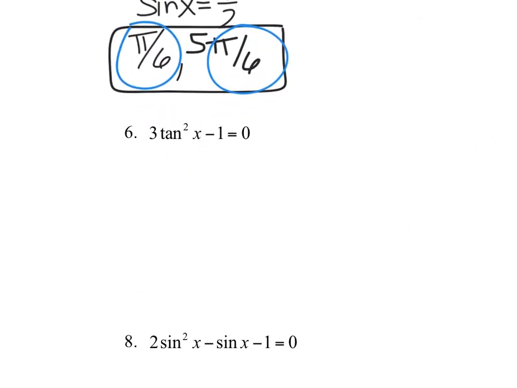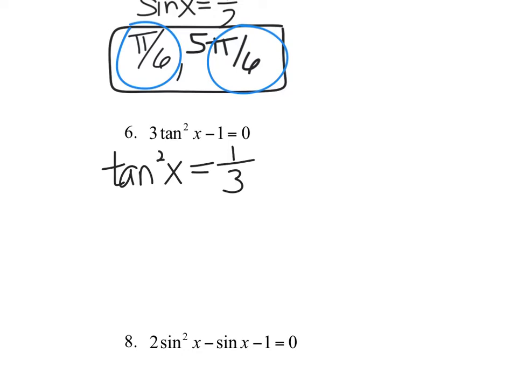You want to try one? Or want me to keep going? You want to try one? Add 1, divide by 3. Tangent squared x is equal to 1/3. Okay, we'll do that all in one step.